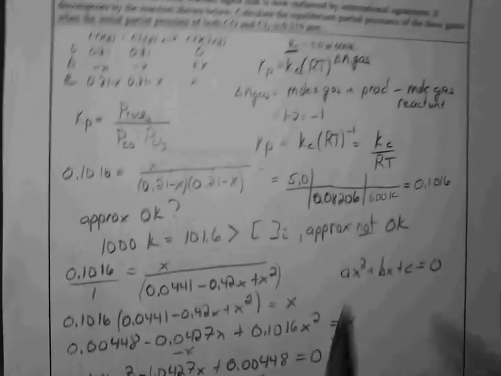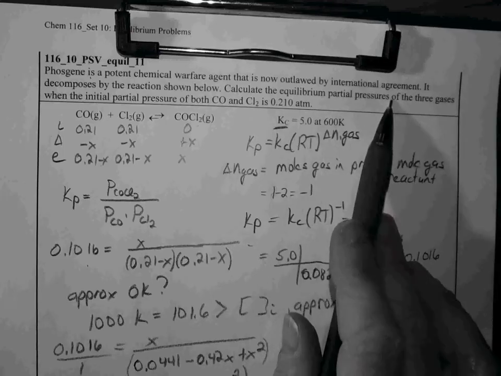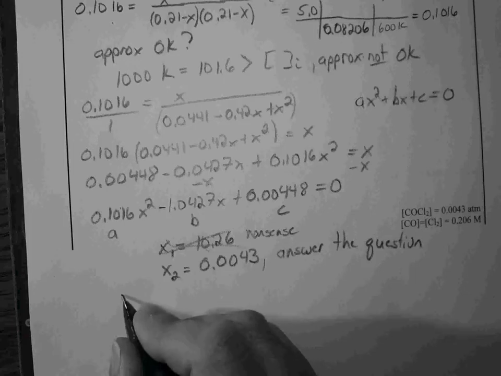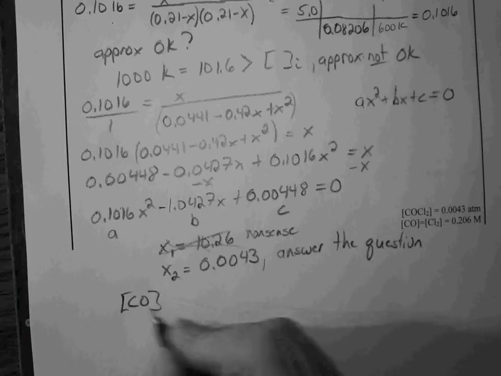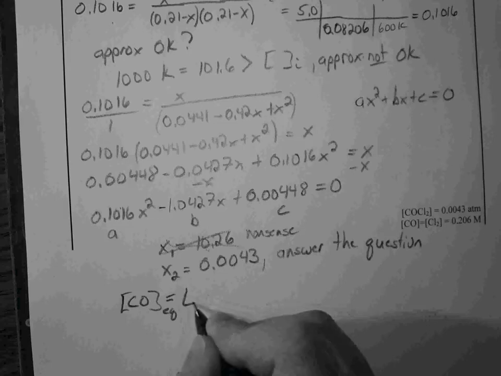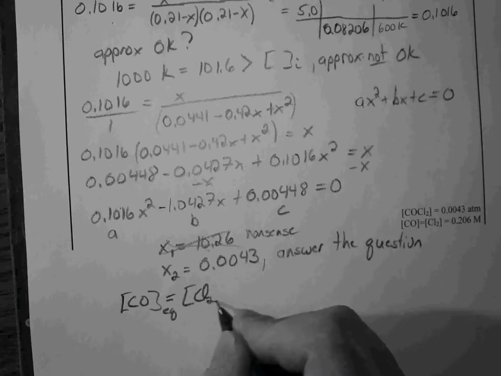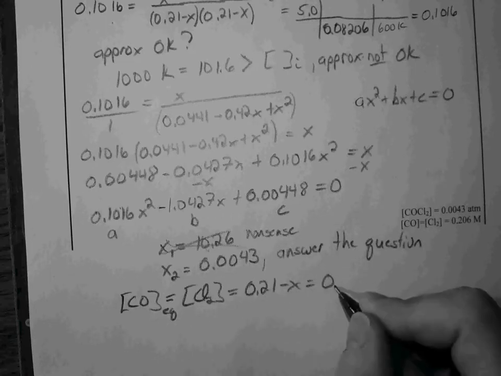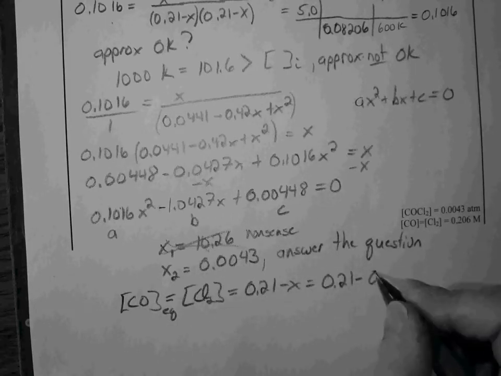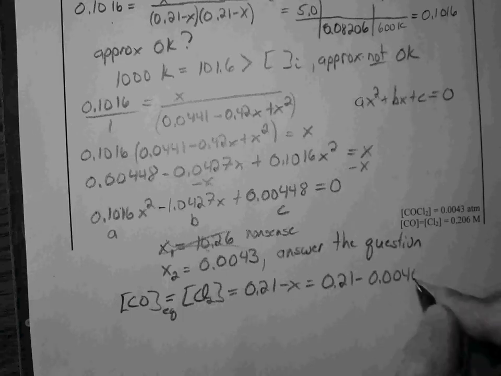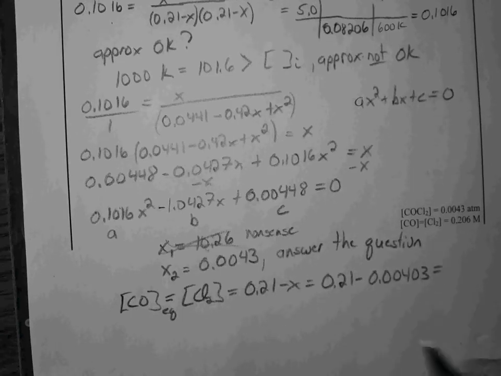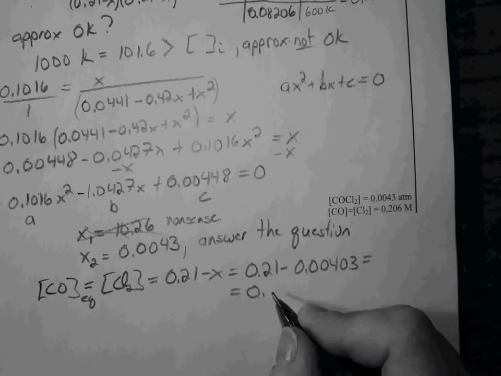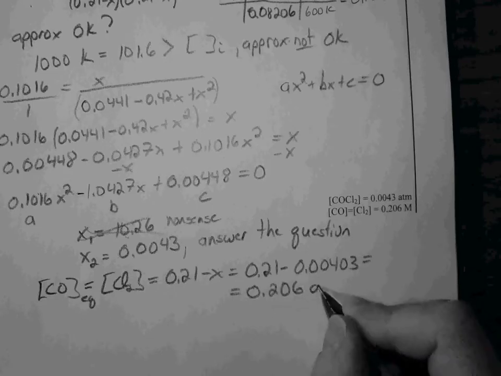So the question here is, we want the equilibrium partial pressure of the three gases. So the partial pressure of carbon monoxide at equilibrium is the same as that of Cl2, and that's 0.21 minus x. So within sig figs, our answer is 0.206 atmospheres.